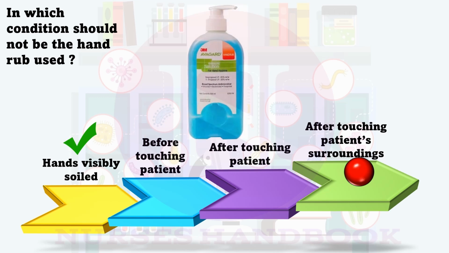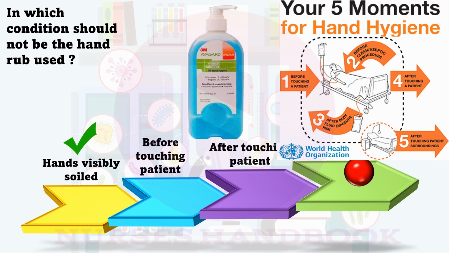As per the WHO guidelines, the 5 moments of hand hygiene are before touching a patient, before a procedure, after a procedure or body fluid exposure risk, after touching a patient, after touching a patient's surrounding. But when the hands are visibly soiled, one should go for hand washing rather than hand rub.